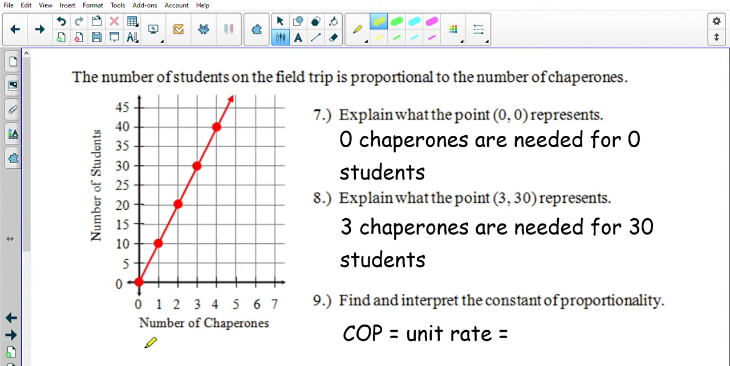Number 8, explain what the point (3, 30) represents. That's going to be this point right here, highlighted in yellow. That's 3 chaperones for 30 students. So 3 chaperones are needed for 30 students.